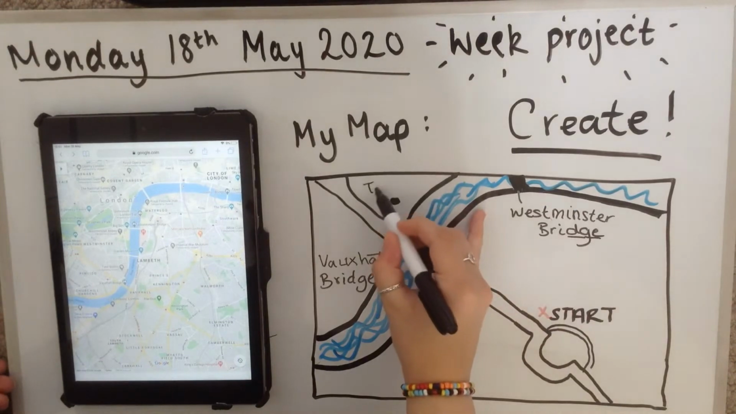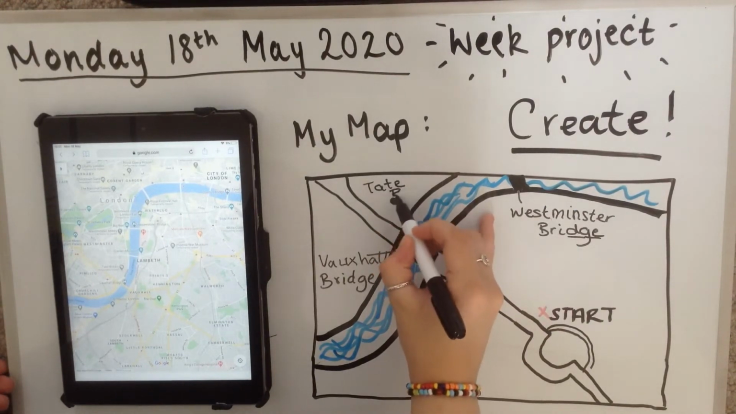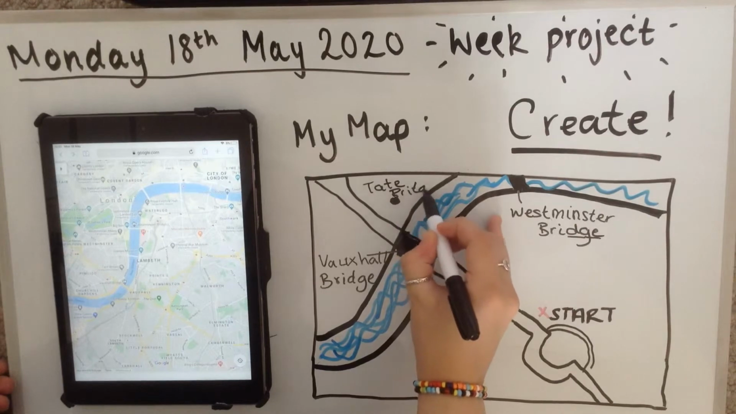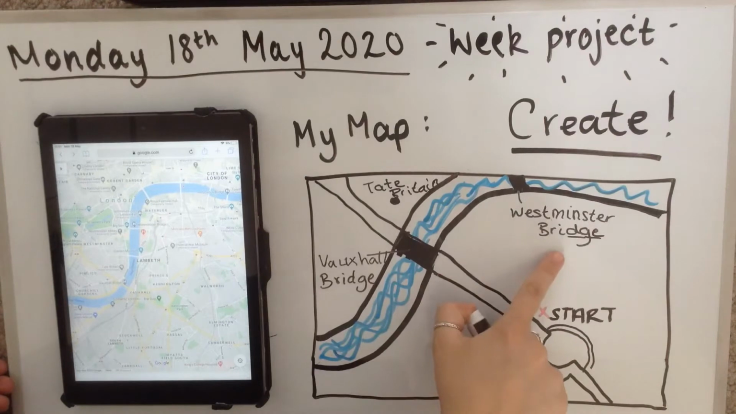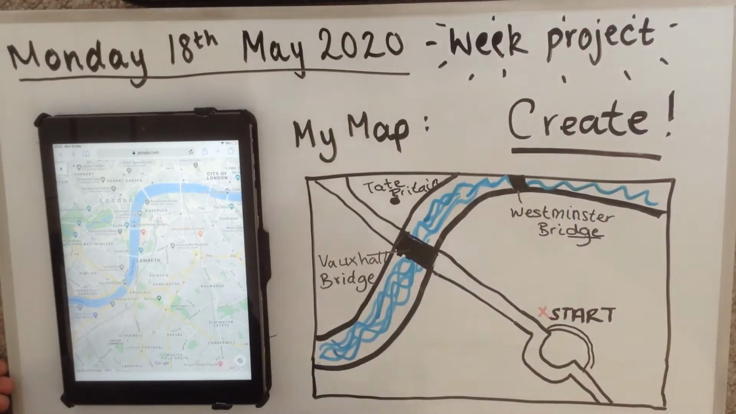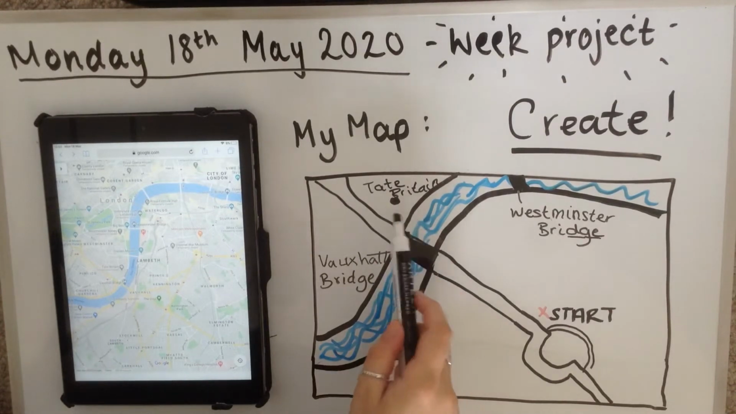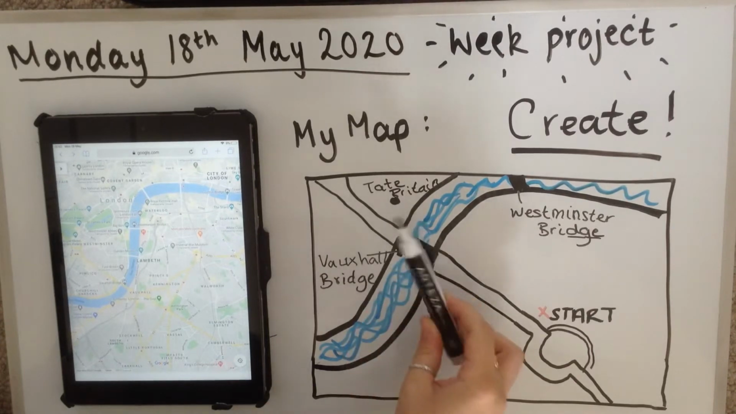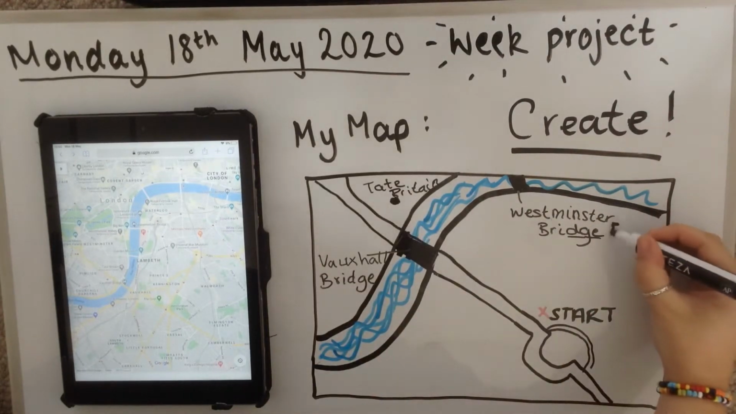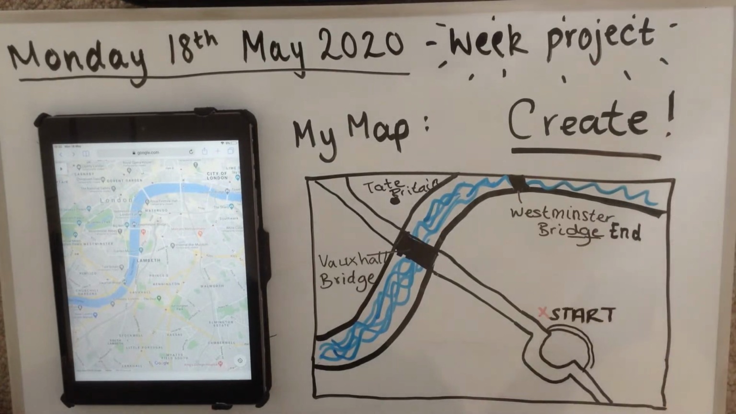So I'm going to put Tate Britain in on my map because that is a key area that I would like to include. And then we've got Westminster Bridge, and actually I think that's all I'm going to put on my map, because I don't want my character to be going to too many different places, especially if I am wanting my character to go to an art gallery. The adventure could actually mainly take place in the art gallery and end at the Houses of Parliament on Westminster Bridge. So that's why I've put end there.